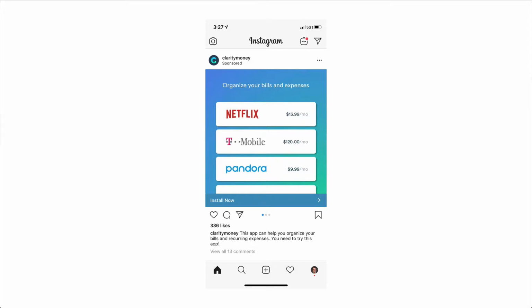In the main picture of the ad, it says organize your bills and expenses. But why is that so important? Why would I, as potentially their target market, want my bills and expenses organized? Well, I want to feel like I'm on top of my money. I want to feel safe, like I understand where my money's going in and out, and like I don't feel at the mercy of these random bills.